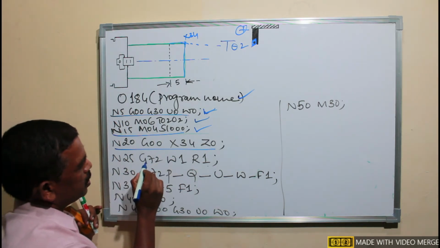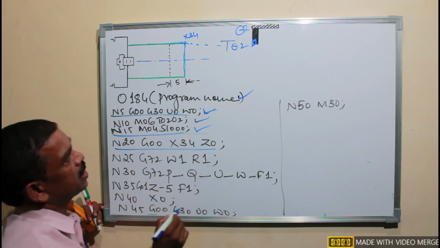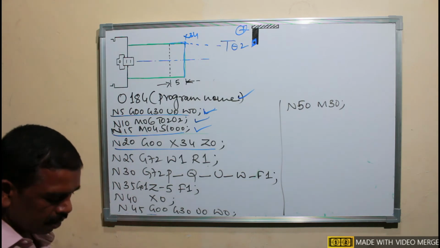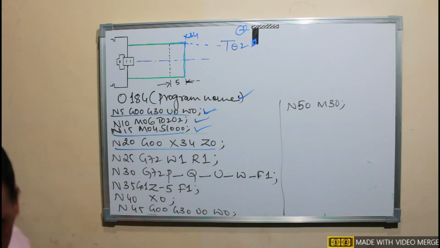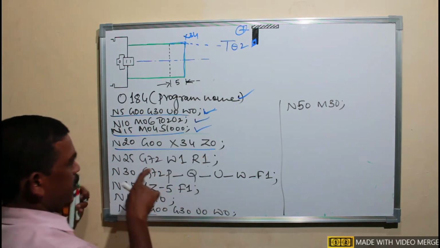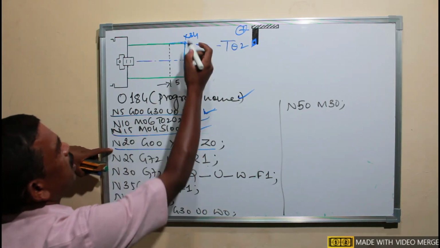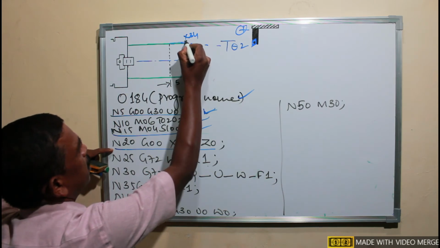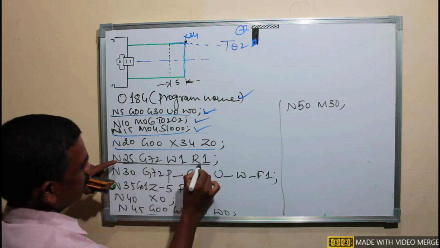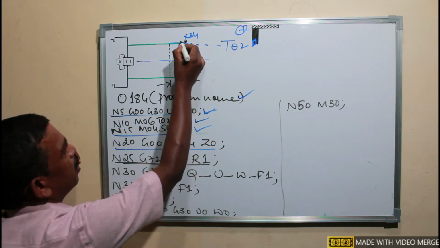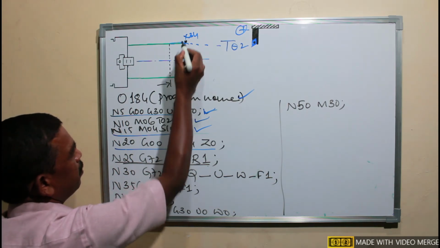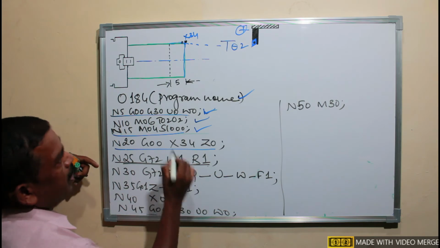So G72 W1 means depth of cut along z-axis. What does that mean? See, now the tool is at this block number, the tool is here. When it reads these values, the tool will move 1 mm towards this, that is Z minus 1 mm. So this is the depth of cut.